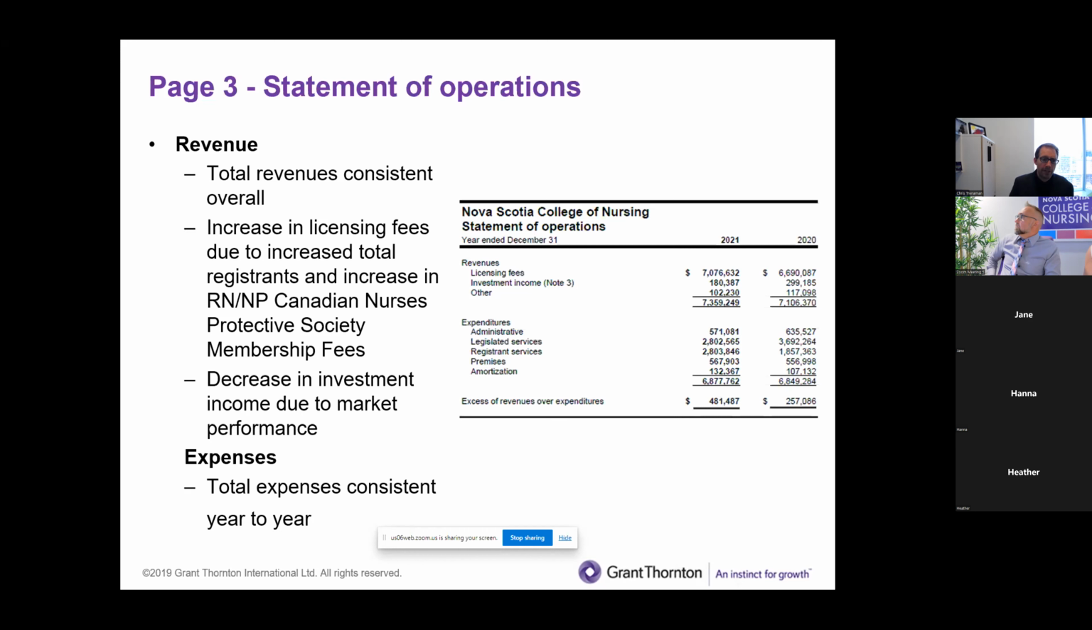The other swing to the revenues in the current year is the investment income. So the investment income just shy of 300,000 last year, dropping to 180 for the 2021 year end. And really that's driven by the market performance. So still a positive number, just not quite as positive as the 2020 year. And when we turn to expenses, we see that expenses for the year are very consistent year over year, 6.8 million versus 6.8 million. Although there have been some allocation differences, total expenses are very consistent.